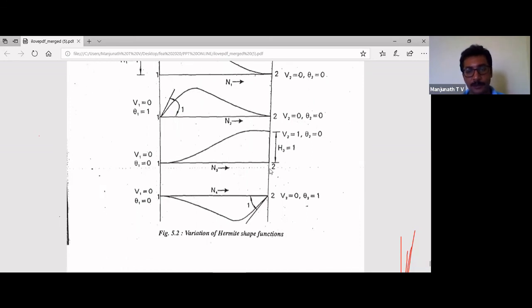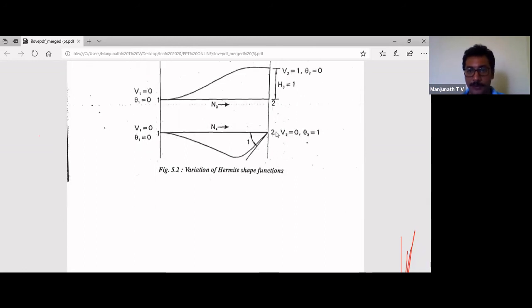Similarly, consider node number 2 for h3, that is v2. If the vertical deflection value is equal to 1, then the slope at node number 2, that is theta 2, is equal to 0. Similarly, at node number 1, the vertical deflection and the slope will be equal to 0. So the shape variation is given like this. Similarly, at node number 2, if the slope theta is equal to 1, then the vertical deflection is equal to 0. Similarly, at node 1, v1 and theta 1 are equal to 0, and the shape variation will be like this.